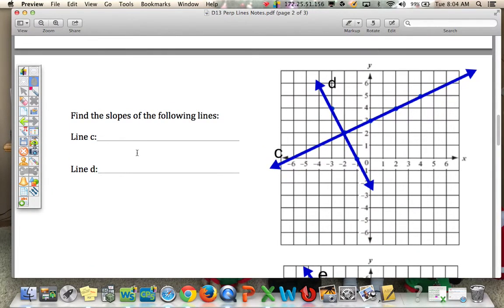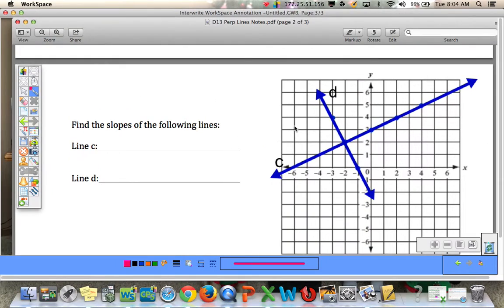How about these lines right here? So let's look at line C. Let's come up with the equation of the line. So line C, the y-intercept is 3. The slope is 1 over 2 or 1/2. So we have y equals 1/2 x plus 3. And let's look at line D right here. The y-intercept is negative 2, and the slope is negative 2 over 1.